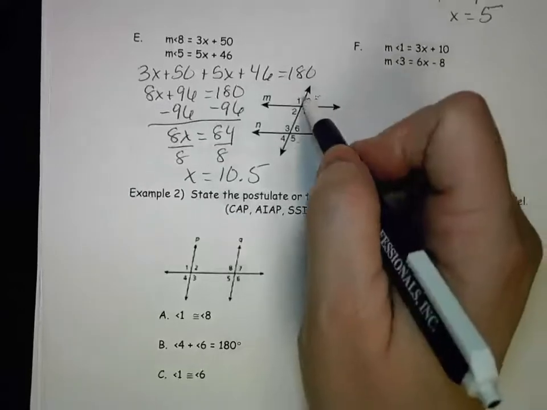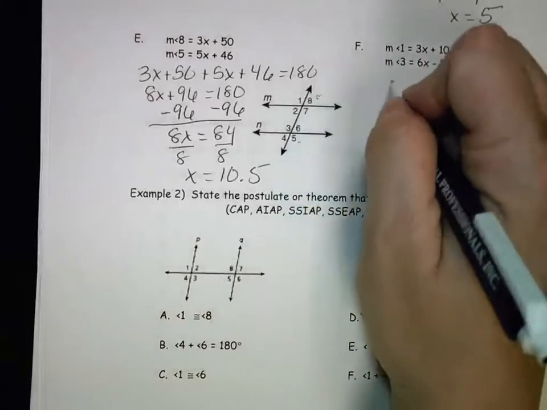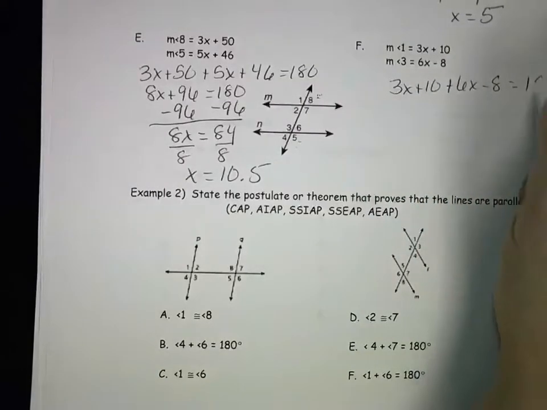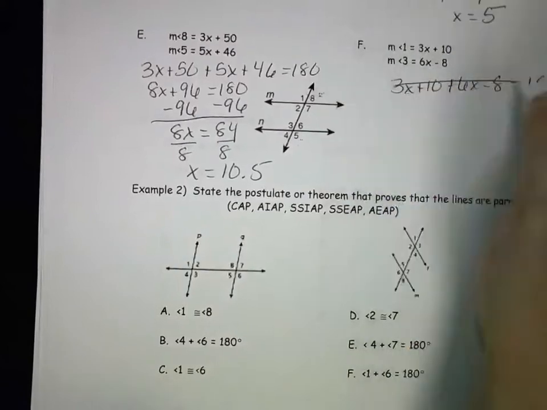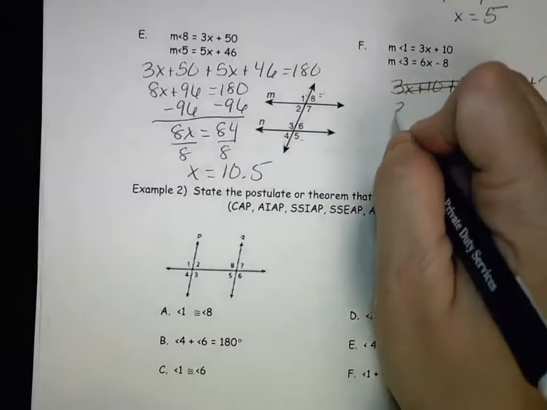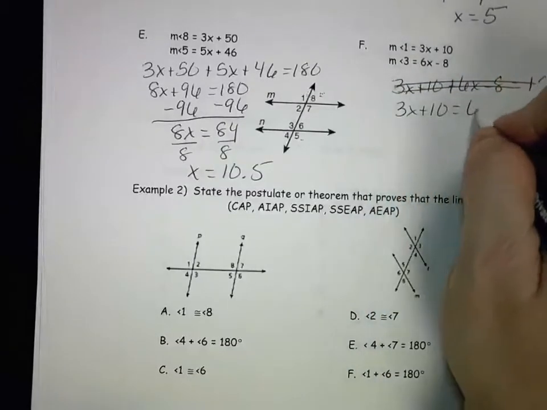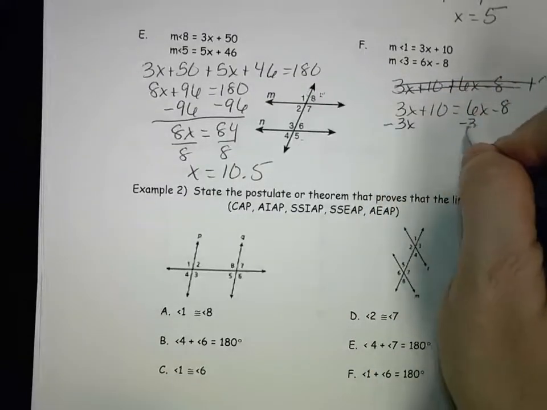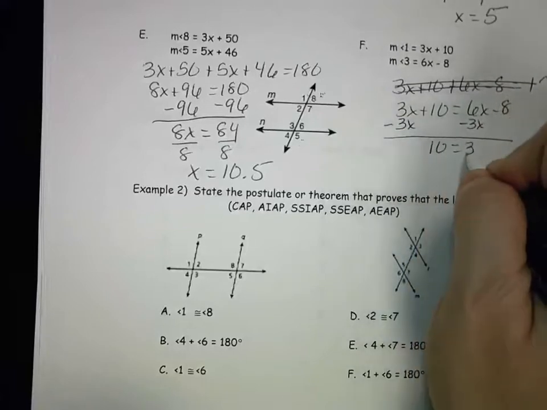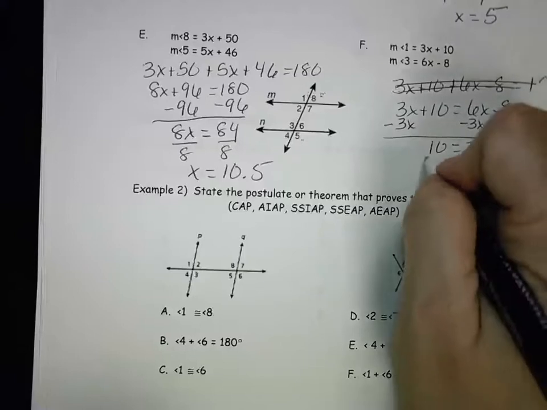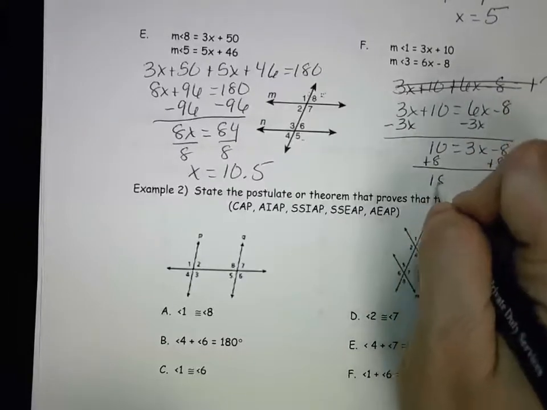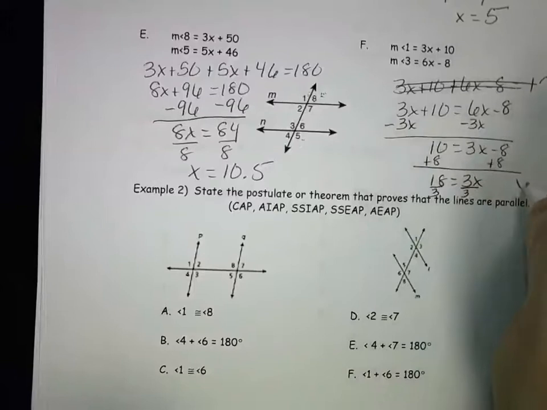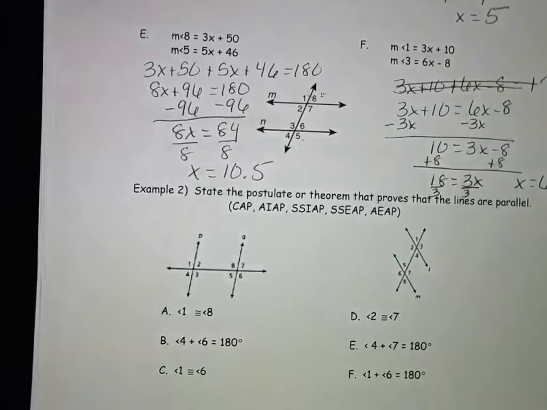Letter F, 1 and 3, these are corresponding angles. How about these are corresponding angles? So 3x plus 10 equals 6x minus 8. From there, you subtract 3x from both sides, and you have 10 equals 3x minus 8. And when you add 8 to both sides, 18 equals 3x. And dividing both sides by 3, x equals 6.